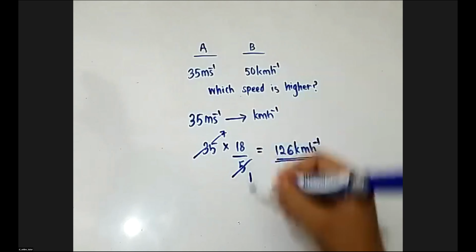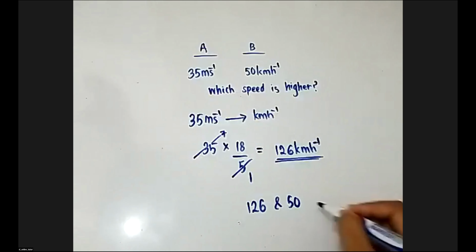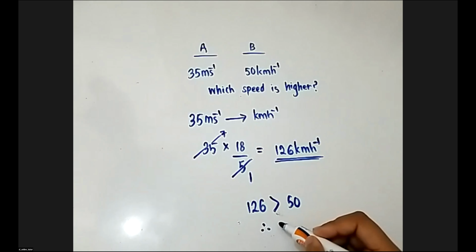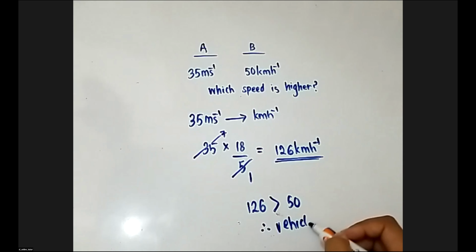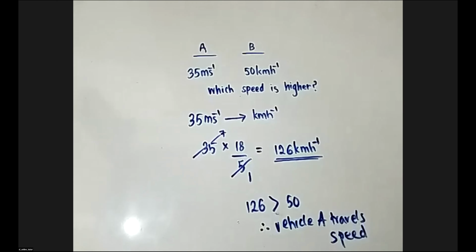So if you compare 126 and 50, what is greater? 126 is greater. So therefore, you can say vehicle A travels at a higher speed, or faster. Can you understand how to compare now? Is that clear for you up to this point? Is everything clear? Copy down the note if everything is clear. Raise your hand if you have doubt.